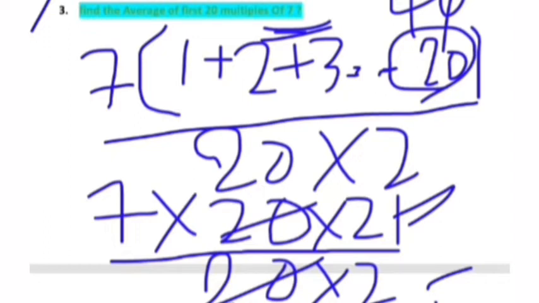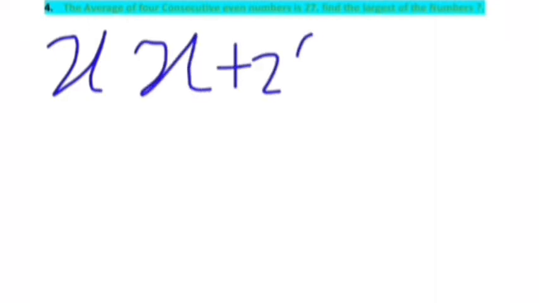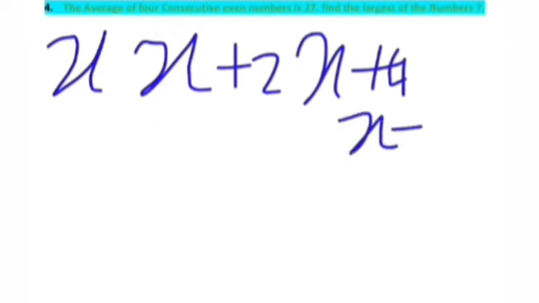Coming to the fourth question: the average of 4 consecutive even numbers is 27. Find the largest of the numbers. They haven't given the even numbers; they are asking for the largest of them. So let's treat the first even number as x, the second as x plus 2, the third as x plus 4, and the last even number as x plus 6. These are the even numbers.